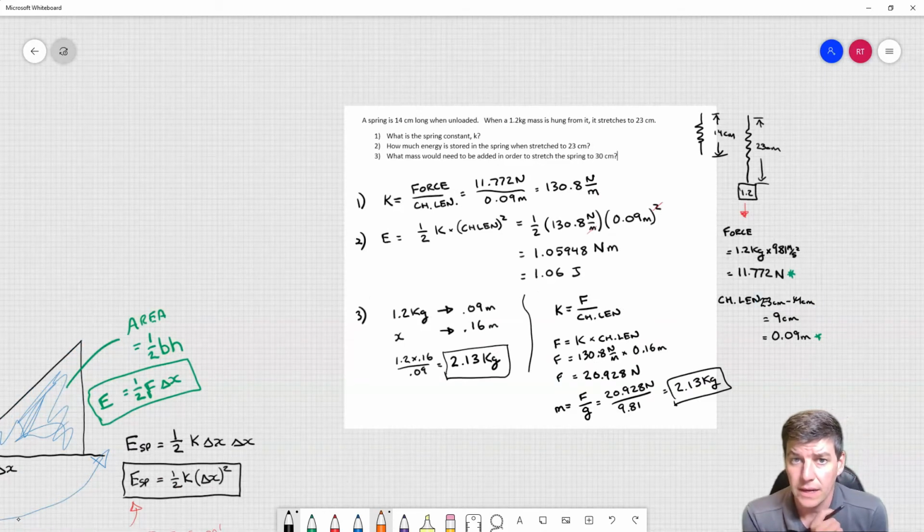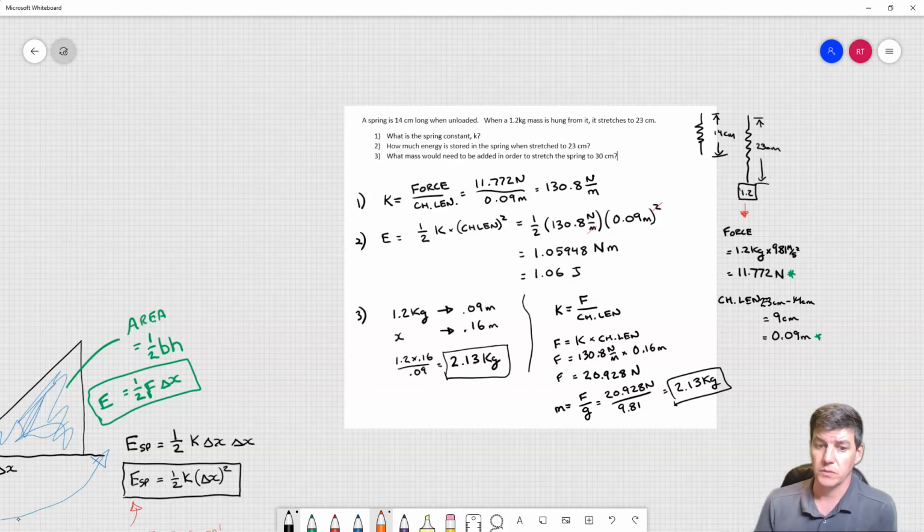Okay, so that's it for strain and springs. In the next section, we're going to look at, instead of springs, what if we just stretch a general material, what are some terms that we might use, and how can we calculate changes of length and other components with a solid material.